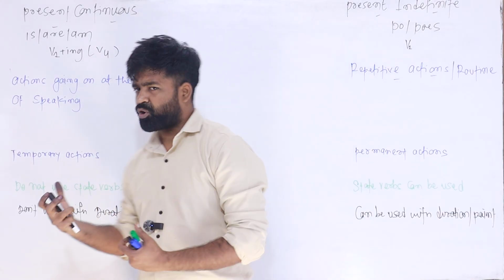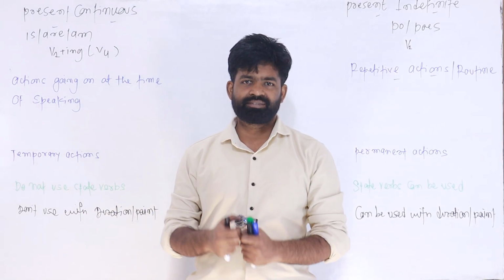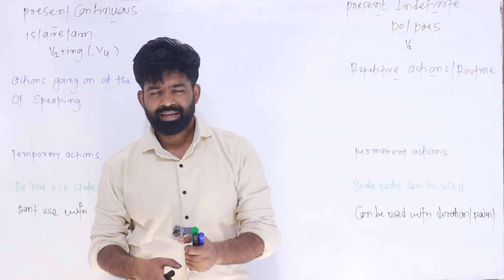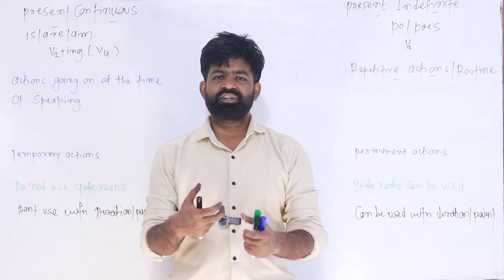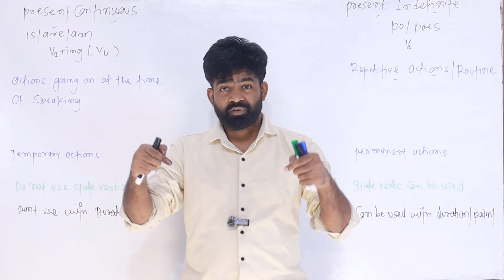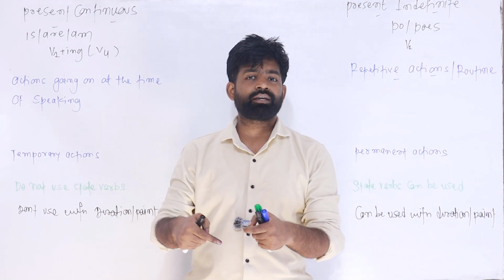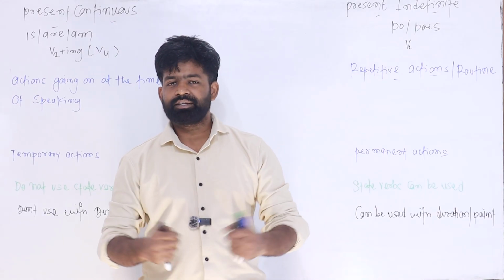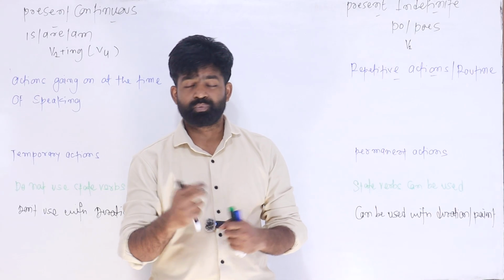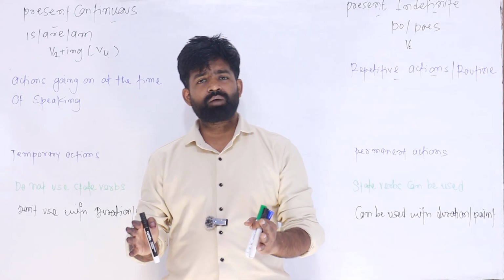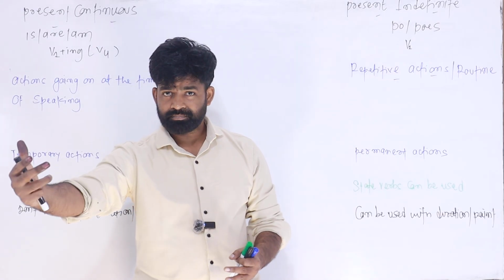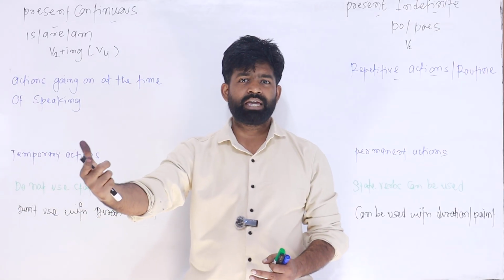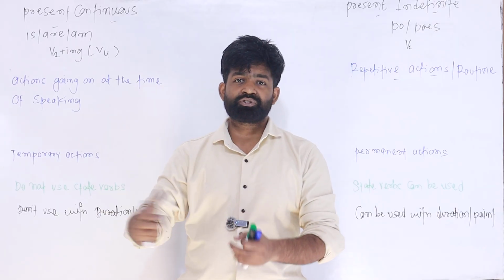We use present continuous when we talk about ongoing actions, actions that are going on at the time of reporting or speaking. I can say I am making a video because at the time of speaking, I am making a video. I can also say I am teaching English. I am talking to you. Whenever we talk about actions that are going on in front of us, we can report them live. If we report them live, we report them in continuous tense.